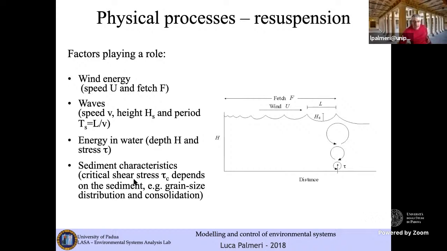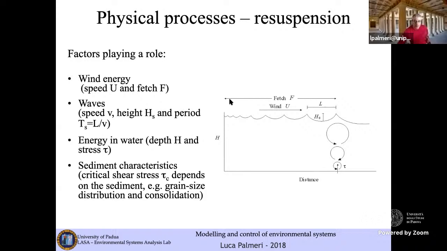Waves may be described by the speed v of the moving wave, by the height Hs of the wave itself, and by the period T equal to the length of the wave divided by the speed. So this is the period, the time from one maximum value of the wave to the next subsequent one. L is the wavelength, T is the period, or if you want, the frequency.